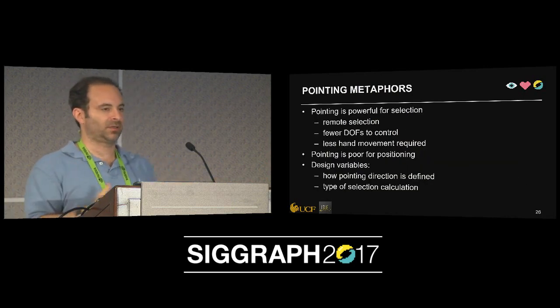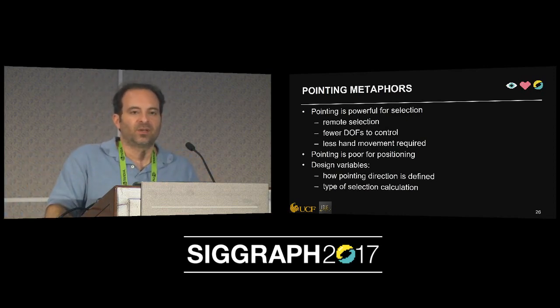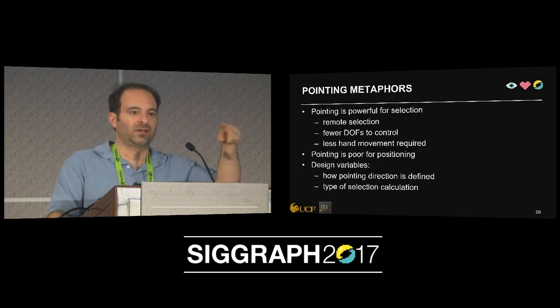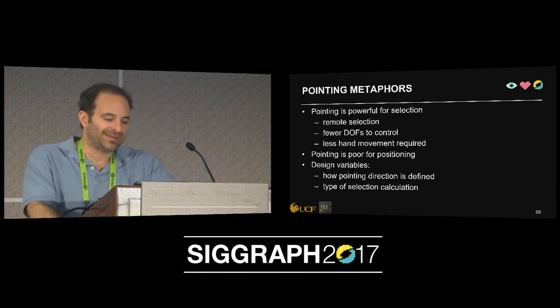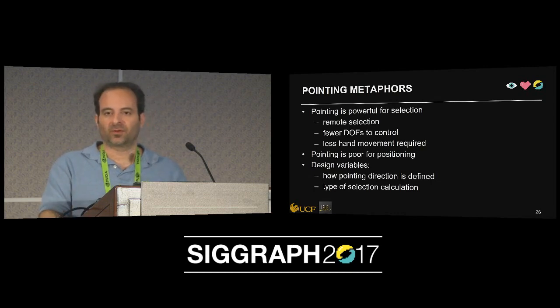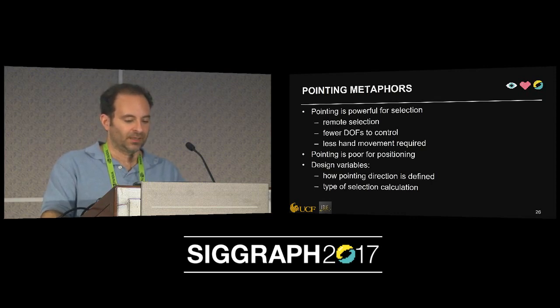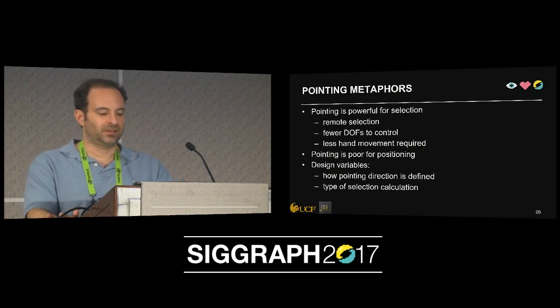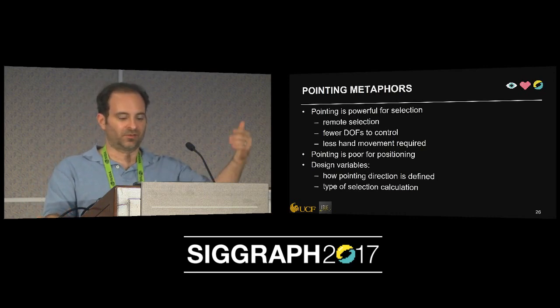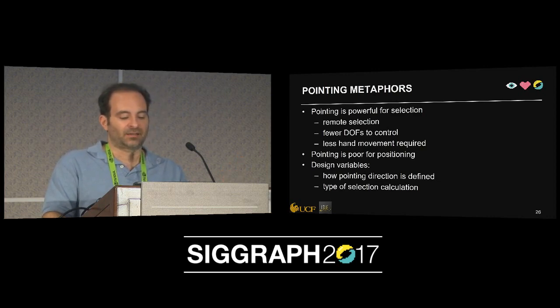Now let's talk about pointing. Pointing metaphors are very powerful in selection, because for one thing, you can point at anything at any distance and select it. It's designed specifically for remote selection, but it can be done with closer objects as well. There's also less hand movement required, so it's not as much physical exertion. But typically pointing is not very good for positioning, especially when things are far away. And how you create the pointing direction and the type of selection calculation is important.